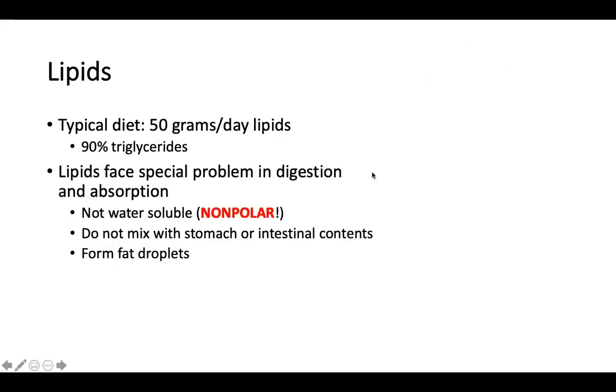Moving on to lipids. So lipids are very unique. They're unique in their structure. And so they're also going to be unique in how they are digested and absorbed. Now, a lot of our diet is fats, about 50 grams per day of lipids. 90% of that is triglycerides. It's going to be that glycerol backbone with 3 fatty acid tails.